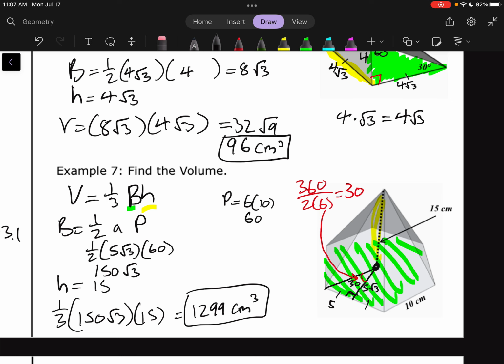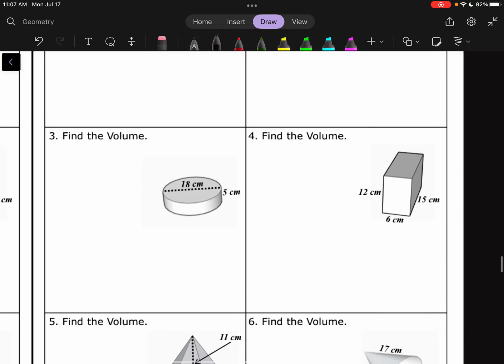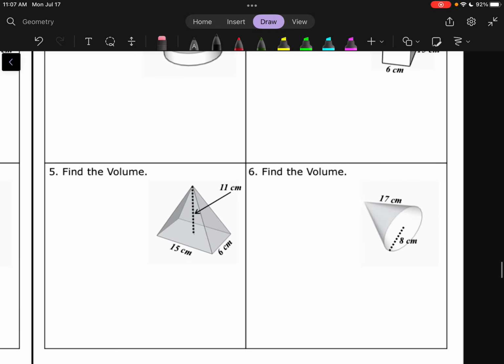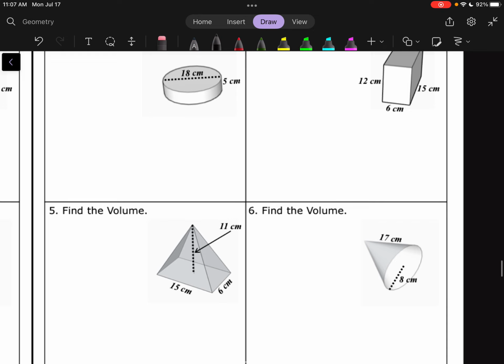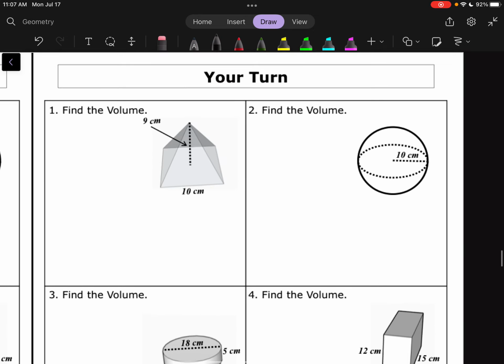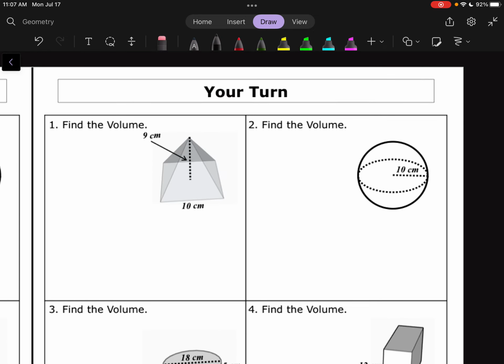All right, it is your turn to try a few over here. You got some basic ones. I think you got one. Yeah, that very last one you're going to need to do the Pythagorean theorem on. But the rest of them should be pretty straightforward. Just make sure that you are using the right formulas. All right, good luck on that, and then come back when you're ready to check.